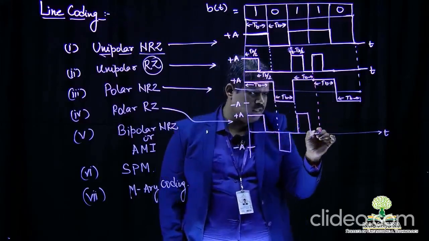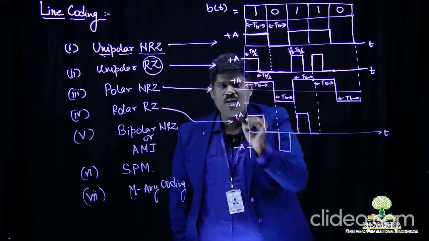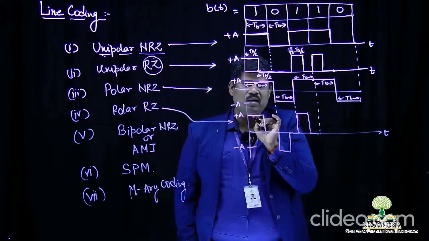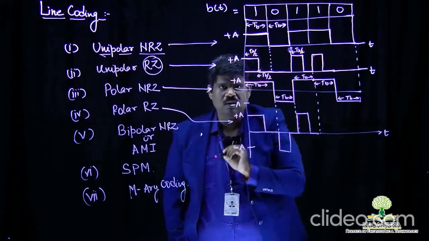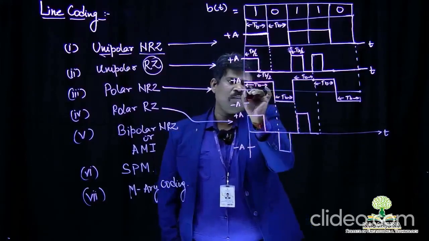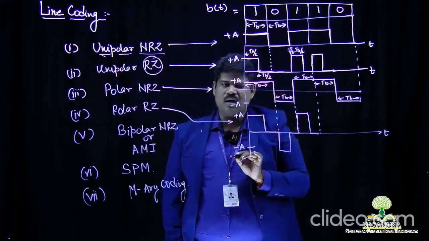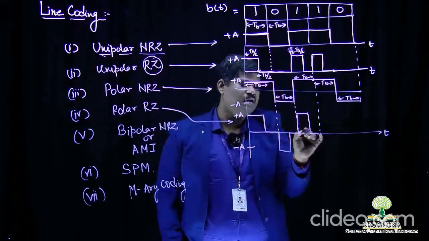So we'll follow the same. It's very much simple. No need to learn any technique. You have to focus on the nomenclature, because everything is mentioned in it. If it is polar, both polarities will be there. If it is unipolar, only one polarity will be there. If it is NRZ, your pulse will be high for the whole bit interval. If it is RZ, your pulse will be high only for half of the bit interval. For the remaining half of the bit interval, it will return to 0.